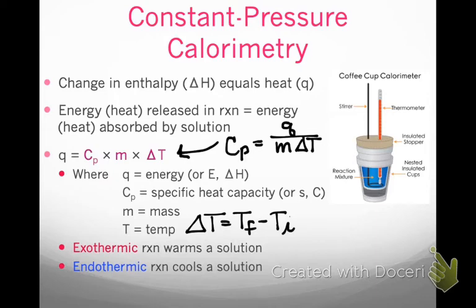If the delta T is negative, that means our final temperature is lower than our initial temperature, and that means that the surroundings cooled off, and so that means an endothermic reaction. So I just want to make those distinctions for you.